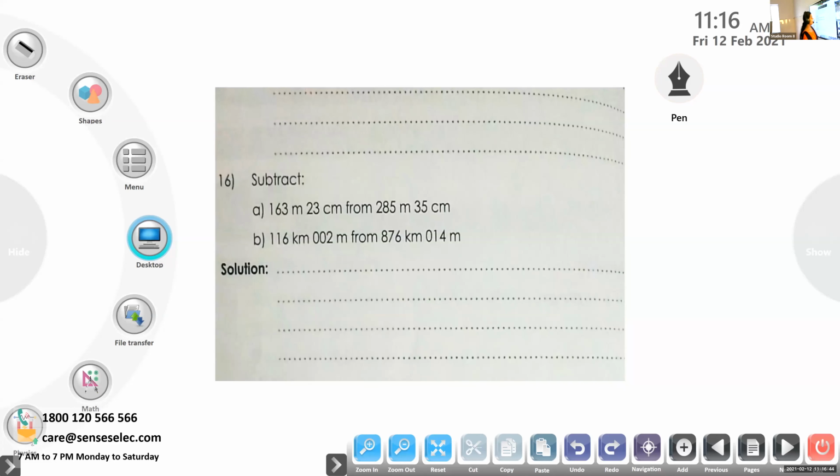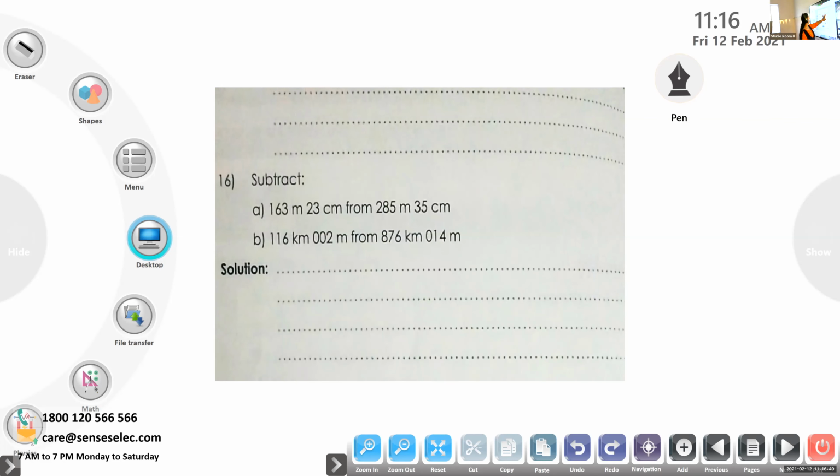Today we will discuss weight. Before that, we can do the last remaining problem in the topic length. So everybody, please open your workbook, page number 76, measurement length. You all can do along with me because it is simple subtraction.